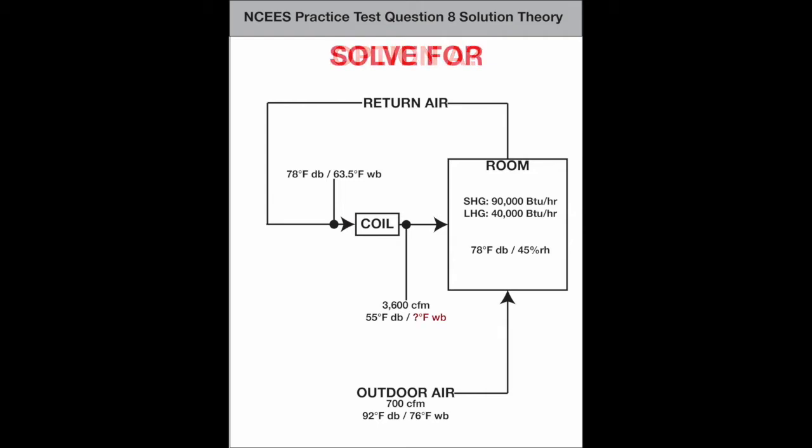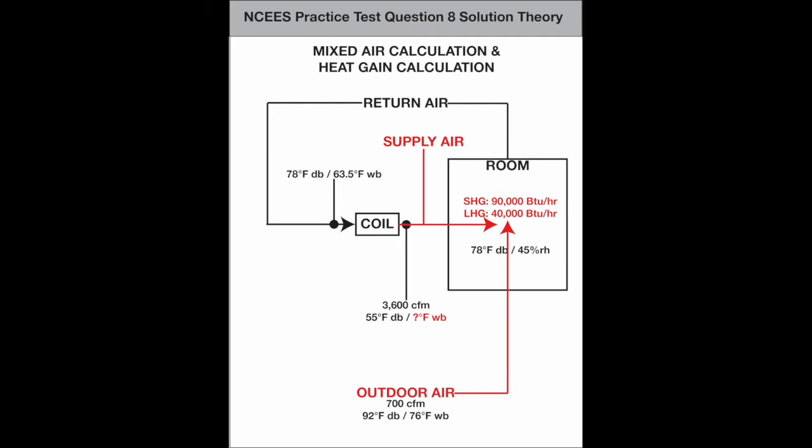To solve for the exiting wet bulb temperature, you need to do a mixed air calculation and a heat gain calculation for inside the room. The outside air and the supply air mix inside the room, and their resulting mixture causes the heat gain inside the room. This means a solution path for determining air masses and enthalpies, connecting them to heat gain, and then using that information to find wet bulb temperature.